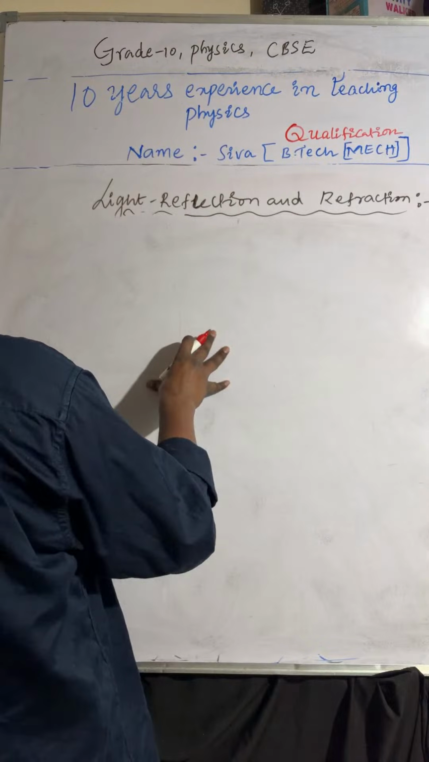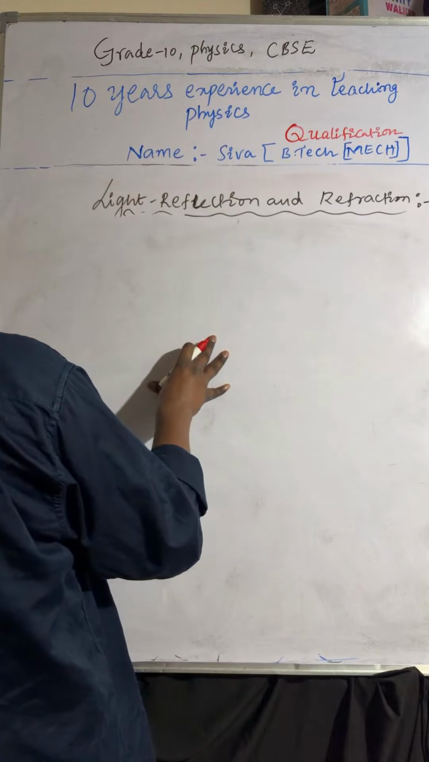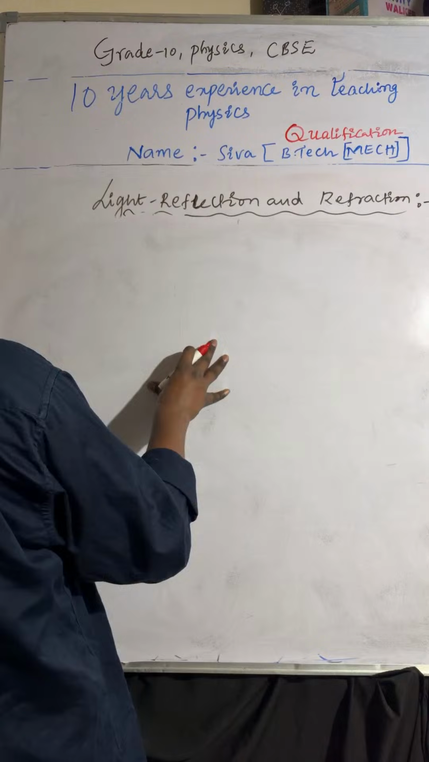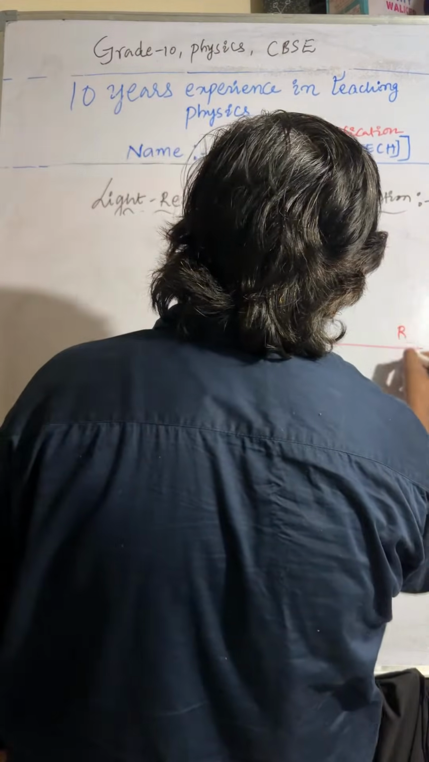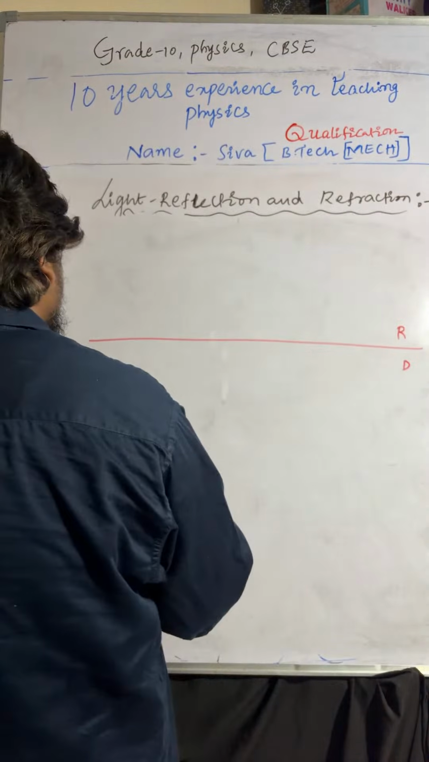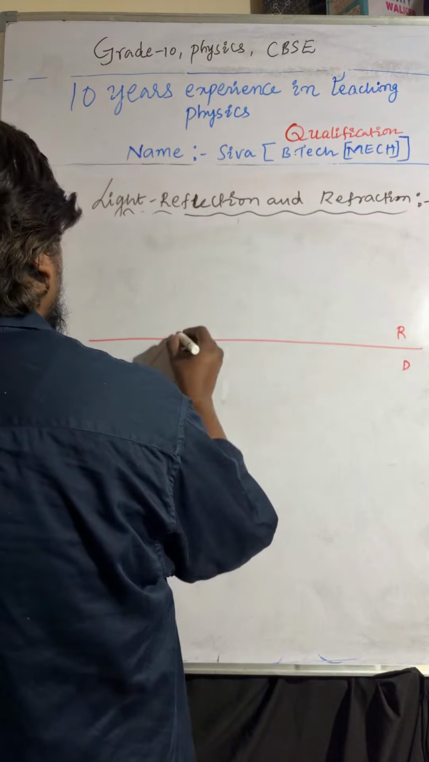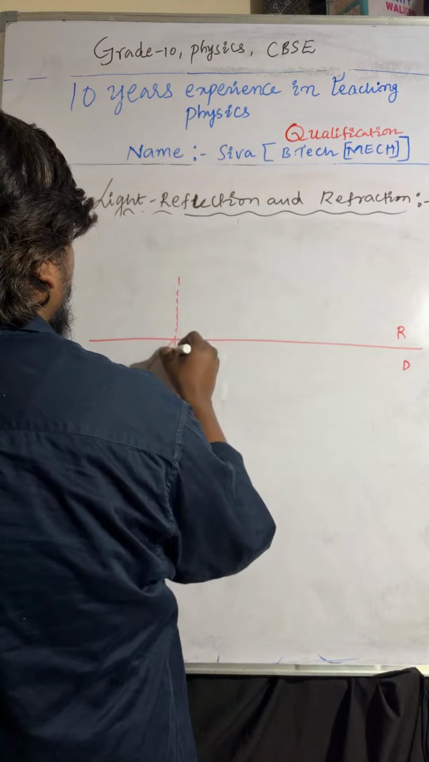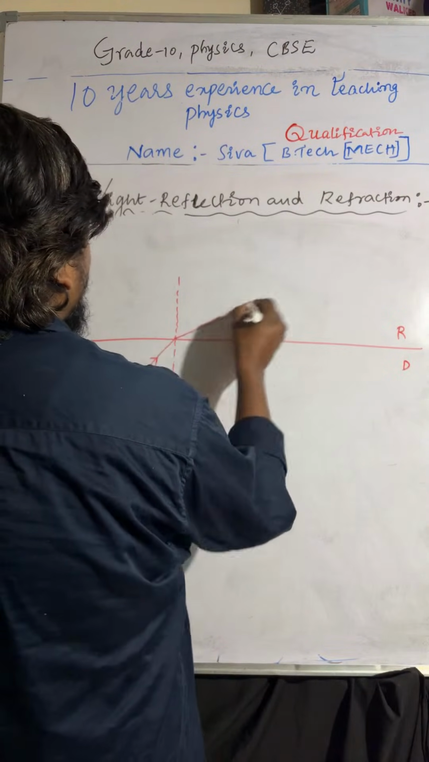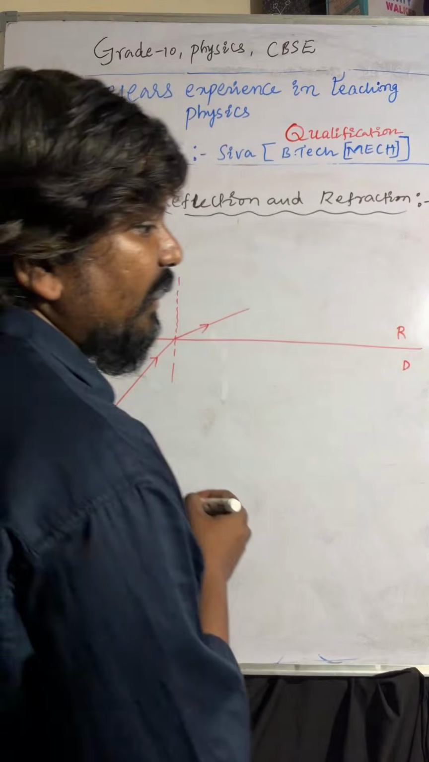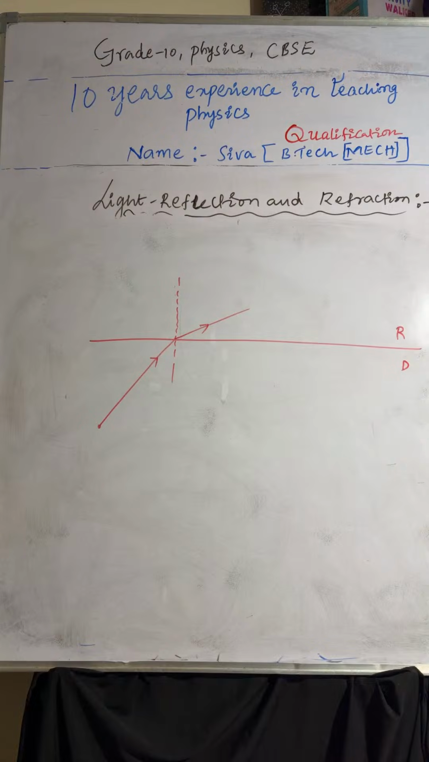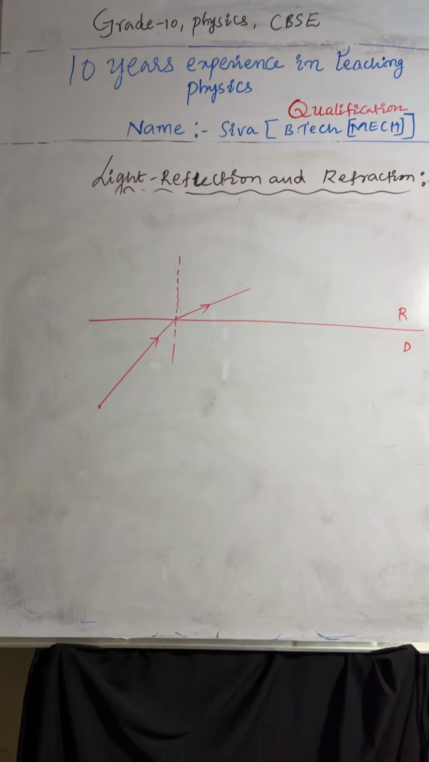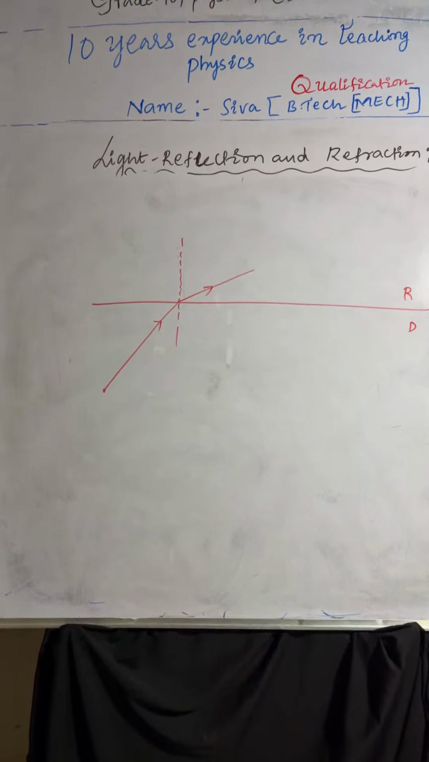Yes, glass slab, or one more point is there. So this is a rarer medium, denser medium. This is the source. Generally, if a light ray is passing from denser to rarer, what happens? It moves away from the normal line. Understood or not? It moves away from the normal line.